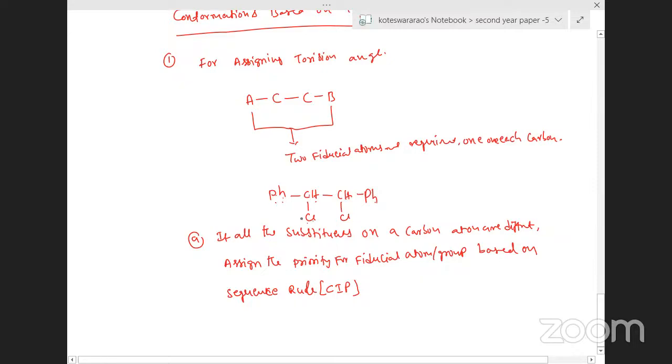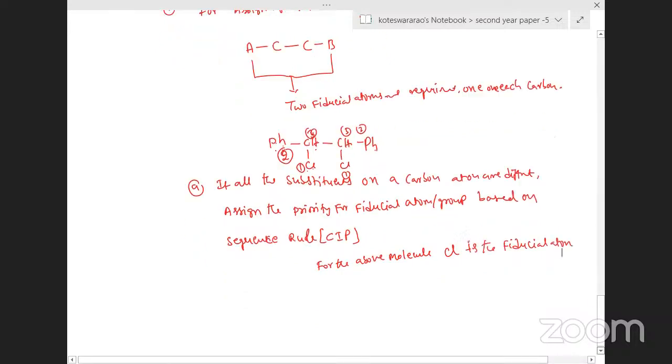Based on the atomic number, chlorine has the highest atomic number, therefore it gets the highest priority. And the next, phenyl group, this is attached with carbon, therefore it gets the second priority. And hydrogen gets the third priority. Similarly, 1, 2, 3. Therefore, the chlorine on each carbon are the fiducial atoms. For the above molecule, chlorine is the fiducial atom for the carbon. Right. This is the first guideline.